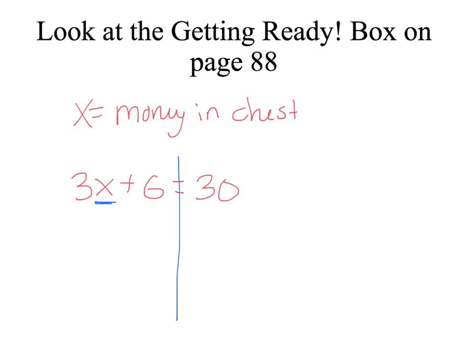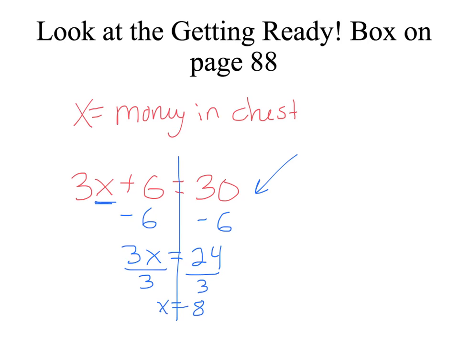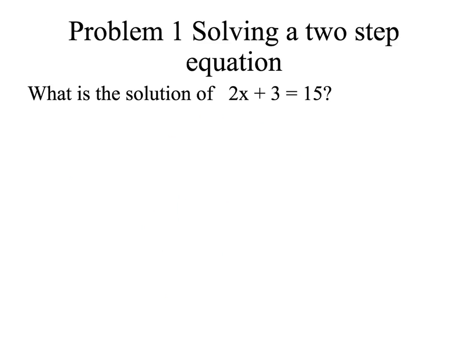So if we have plus 6, we want to subtract 6 from both sides. So then we have 3x equals, and 36 minus 6 would be 24, and then we have a one-step equation. We're going to divide both sides by 3, and x equals 8. So there must be 8 coins in each of those chests. And that right there is how you solve a two-step equation. Okay, so problem 1, let's do another.